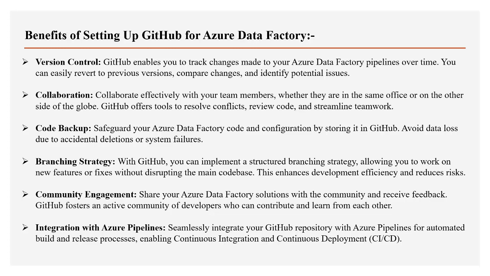The fourth point is branching strategies. With GitHub, you can implement a structured branching strategy that allows you to work on new features or fixes without stopping the main code. Suppose we have one master repository. Without touching it directly, we can create a feature branch for the new enhancement or features, and for the bug fixes, you can use one branch for the fixes only. We can give any name, like a dev branch. Once it is done, we can merge it to the main branch.